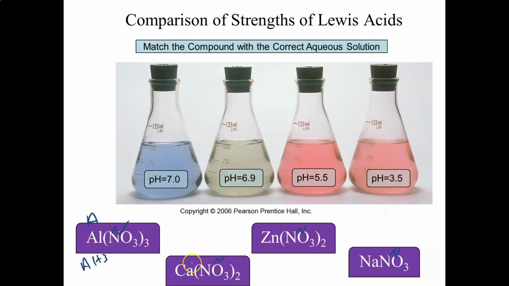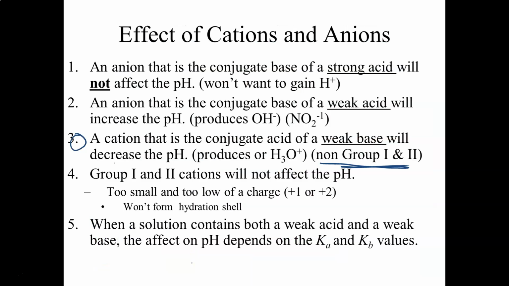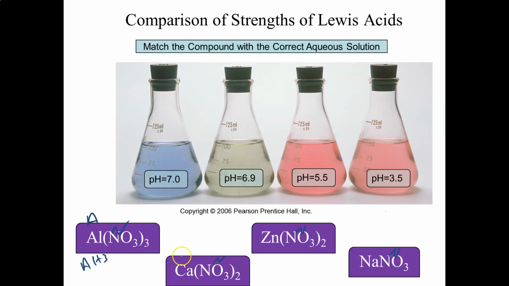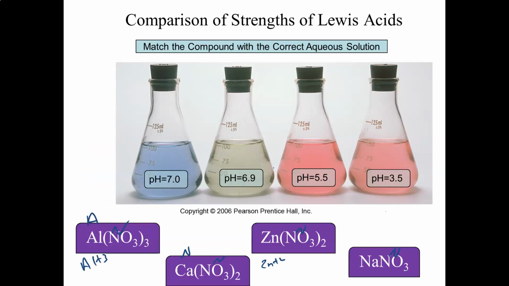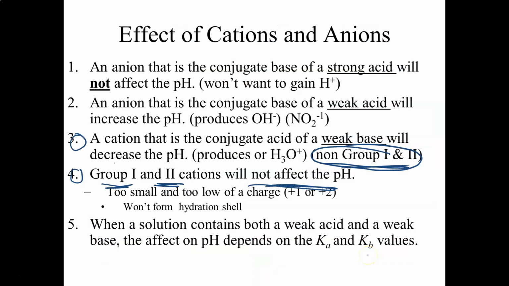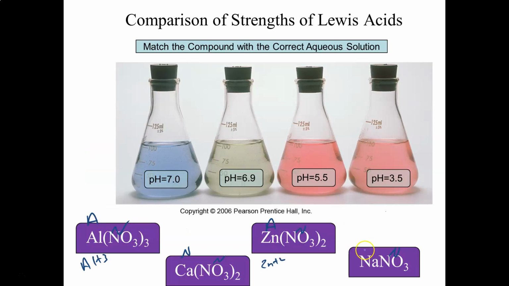You have calcium. Calcium is a group 2 ion. So we're here. Okay. Group 1 and 2 cations will not affect the pH. All right. So this is basically neutral. All right. Zinc nitrate. Zinc is a plus 2. And if you go back here, it falls into this category right here. Okay, it's not a group 1 or 2 cation, so it will also be acidic. Let's label that. And then you have sodium. Sodium is in group 1. It says group 1 and 2 cations will not affect the pH. So this is also neutral.